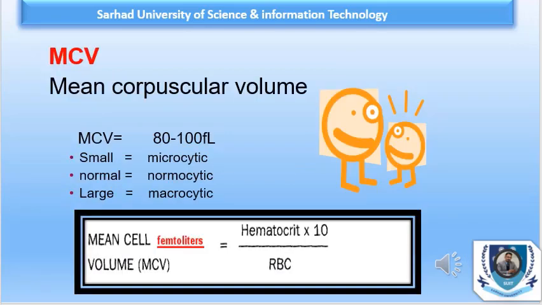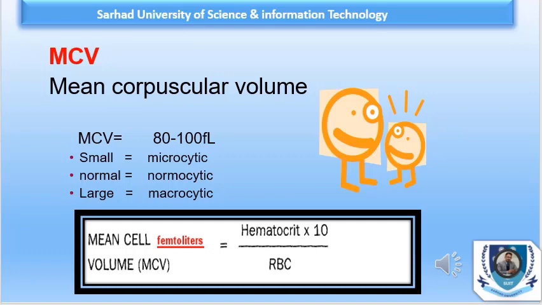MCV, mean corpuscular volume, is the most important parameter after hemoglobin. When we see that hemoglobin is low, then we think about the MCV, to determine whether the anemia is microcytic, macrocytic, or normocytic. The normal value for MCV is 80 to 100 femtoliters, and whenever it falls below 80, it's called microcytic. If it is more than 100 femtoliters, it's called macrocytic, where the cells are larger in size, and if it is in the normal range, then it's called normocytic.